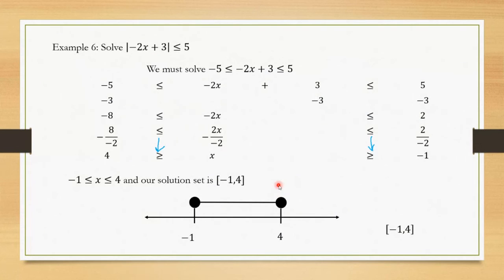Okay, here's another one. So again, it's just like the previous one, right? We have this inequality to solve. From here, we're going to get a compound inequality. And so from negative 2x plus 3, we have this is less than or equal to 5, greater than or equal to negative 5. Right? We had the absolute value less than or equal to 5. So we have this here, less than or equal to 5, and greater than or equal to negative 5.